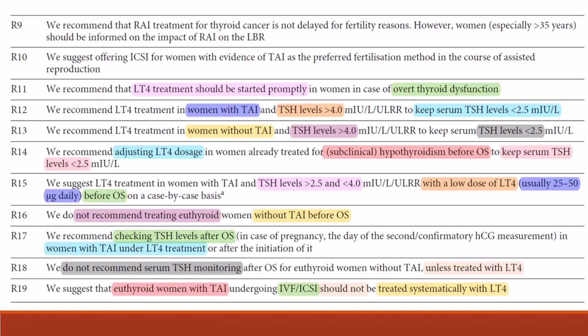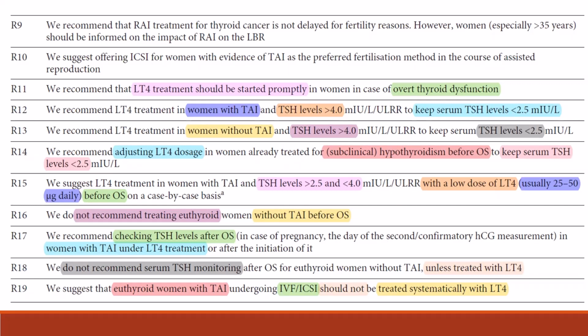Also, in a woman without thyroid autoimmunity and the TSH is more than 4, it is recommended to treat, to bring TSH to less than 2.5. And they recommend adjusting levothyroxine dosage in a woman already treated for subclinical hypothyroidism before ovarian stimulation to keep TSH less than 2.5.